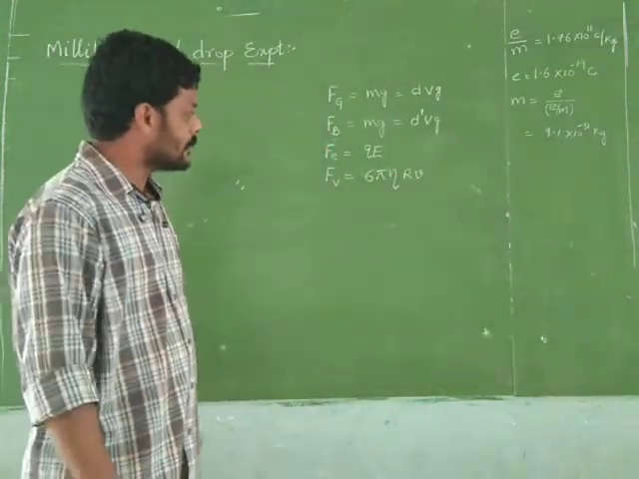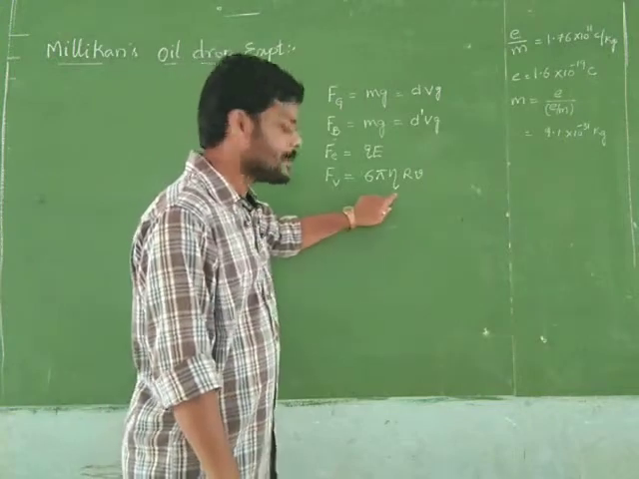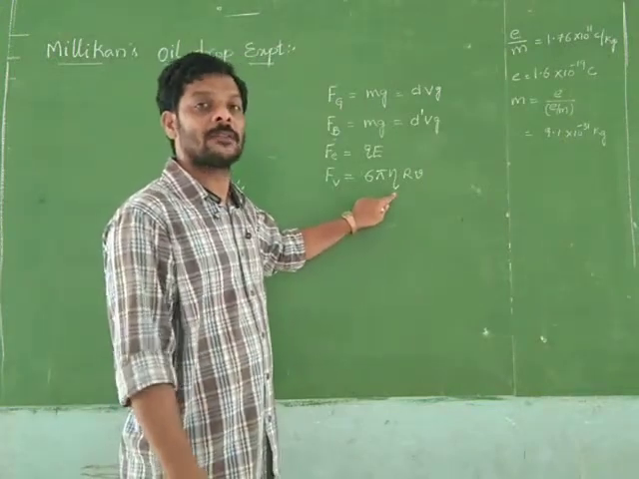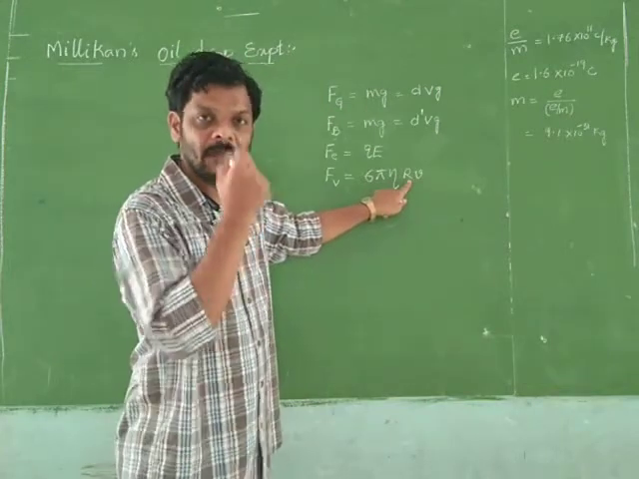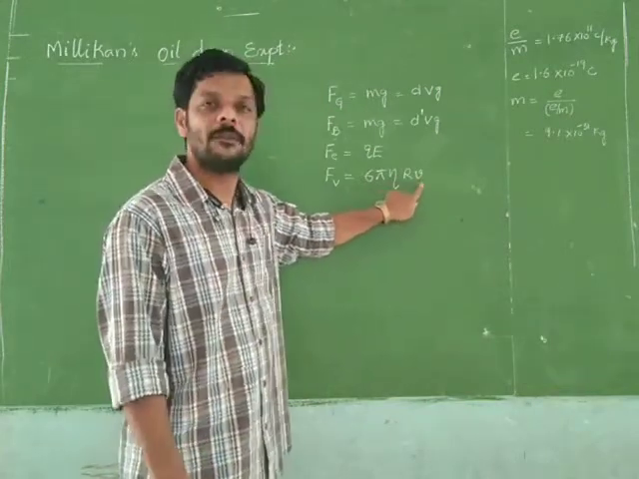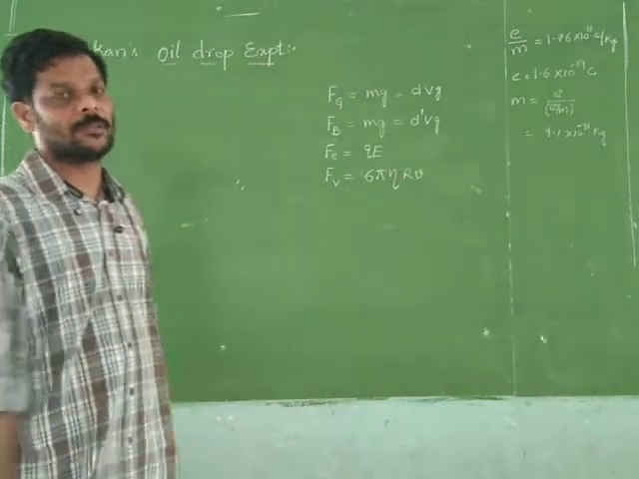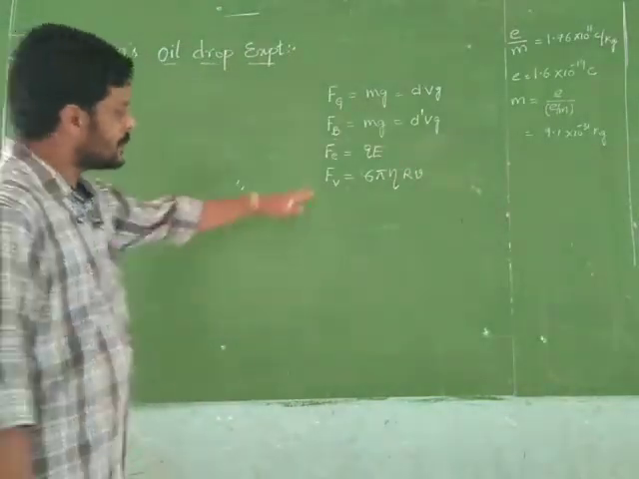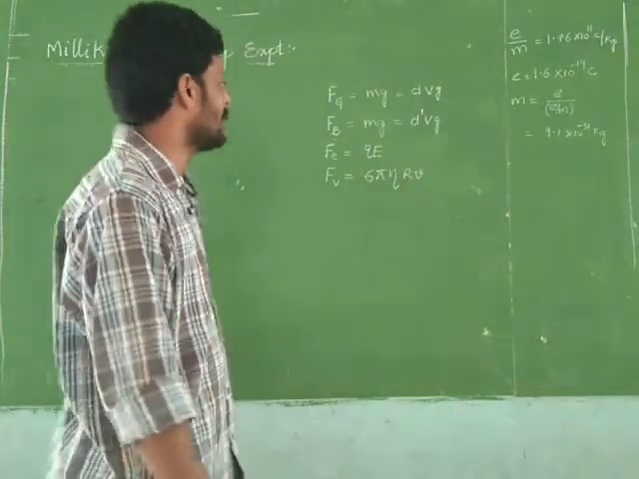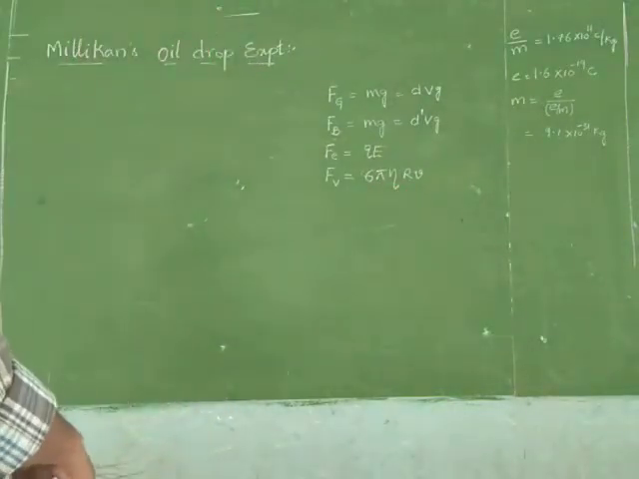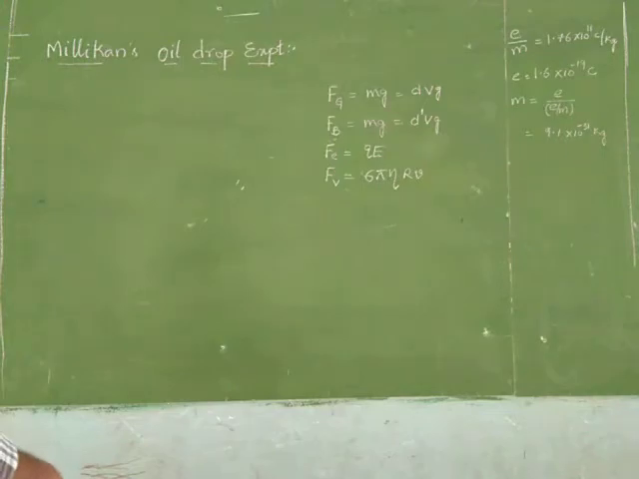What are the terms involved in this? Eta is the coefficient of viscosity of the material we are choosing. r is the radius of the particle we are choosing. v is the velocity of the particle we are choosing. This is also known as the Stokes formula, Stokes law, 6 pi eta r v. So these are the formulas we are going to use.